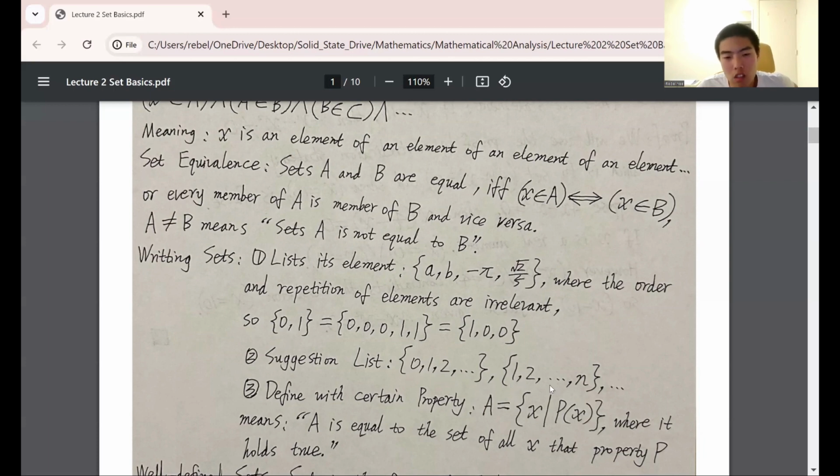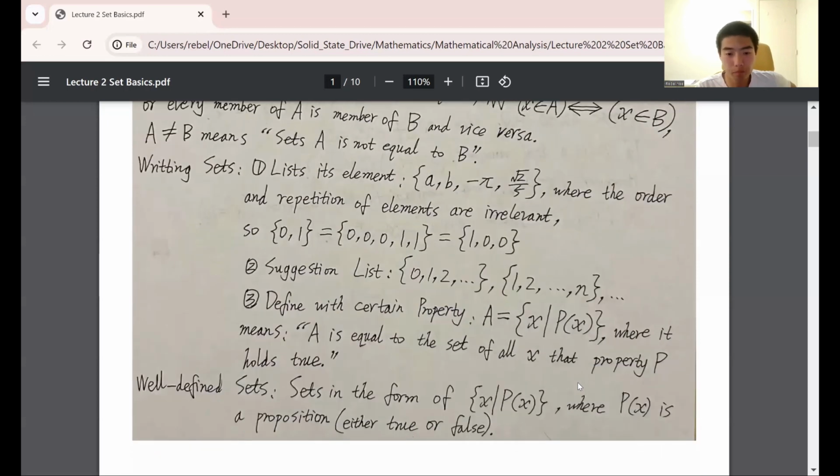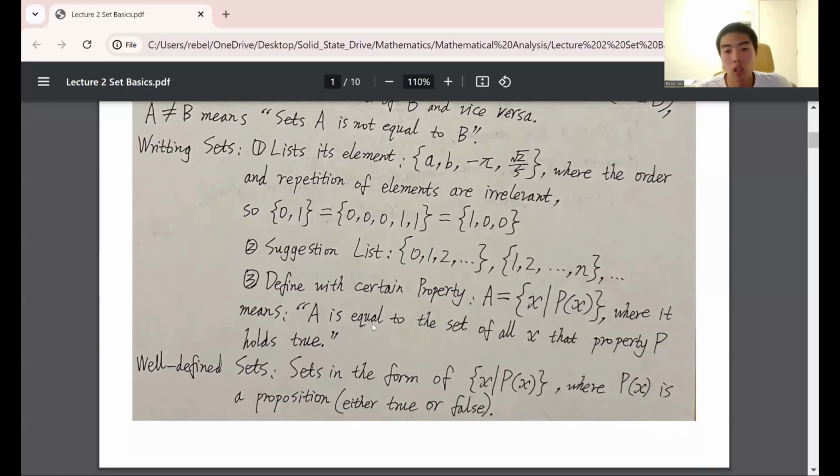It's like a suggestion, but it's not complete. So this means the integers from 1 to n, but n probably is not defined. It just means some number in the list, but it's finite. It's not infinite.